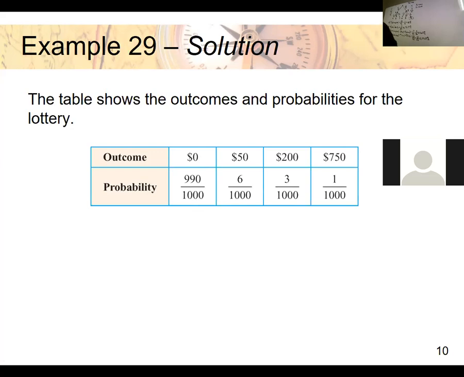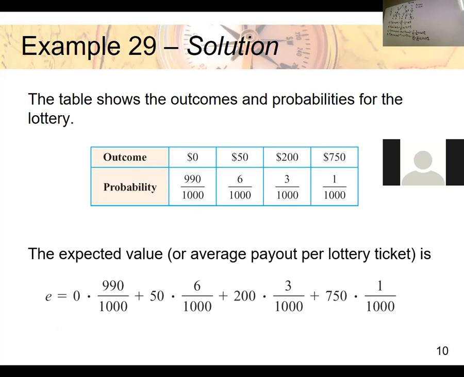Now let's calculate the expected value. So here, we just do the outcome times the probability, 0 times 990 over 1,000, and then plus 50 times 6 over 1,000, plus 200 times 3 over 1,000, and then plus 750 times 1 over 1,000. And this will give you the expected value of $1.65.